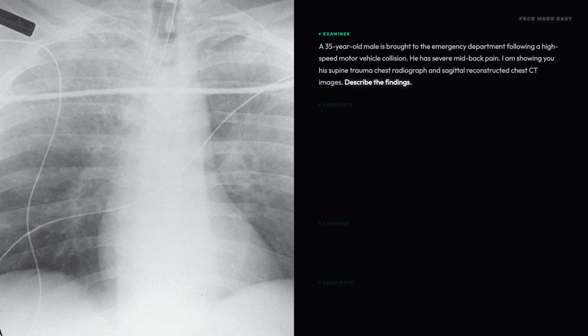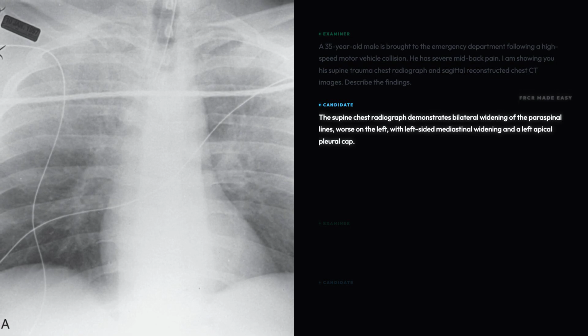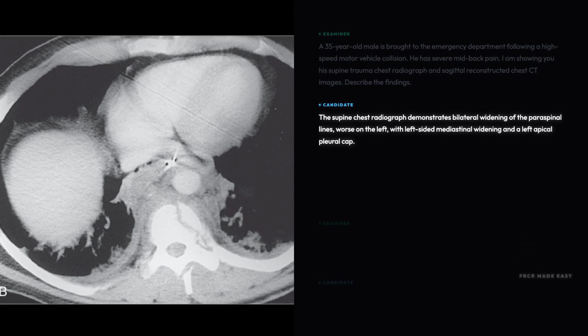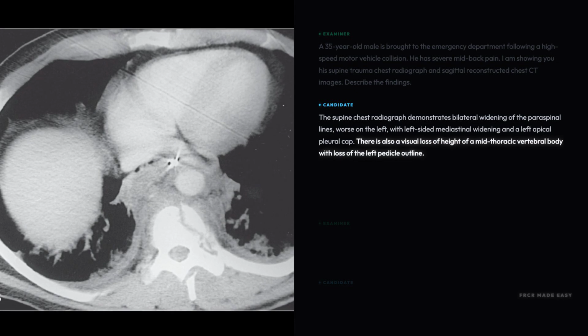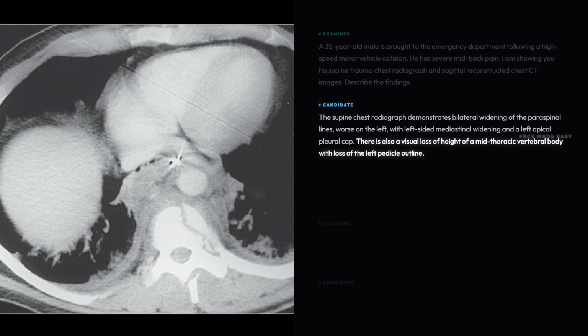Describe the findings. The supine chest radiograph demonstrates bilateral widening of the paraspinal lines, worse on the left, with left-sided mediastinal widening and a left apical pleural cap. There is also a visual loss of height of a mid-thoracic vertebral body with loss of the left pedicle outline.